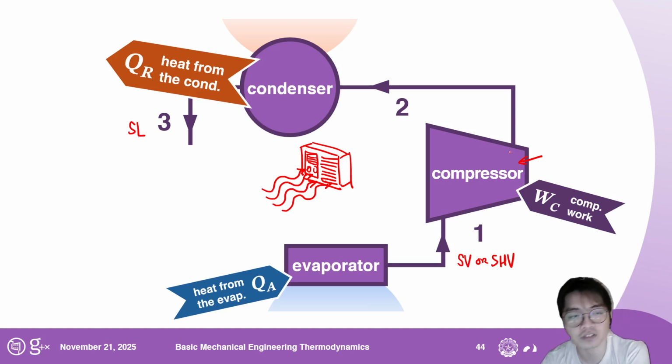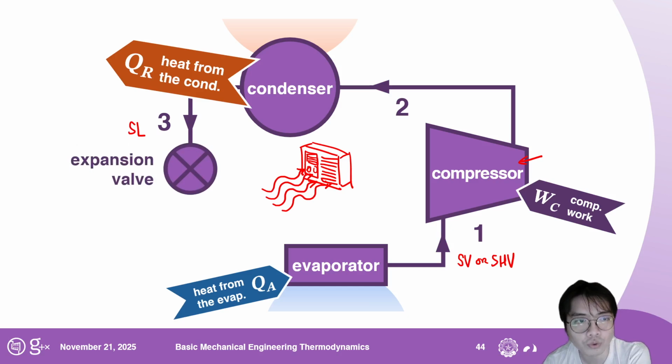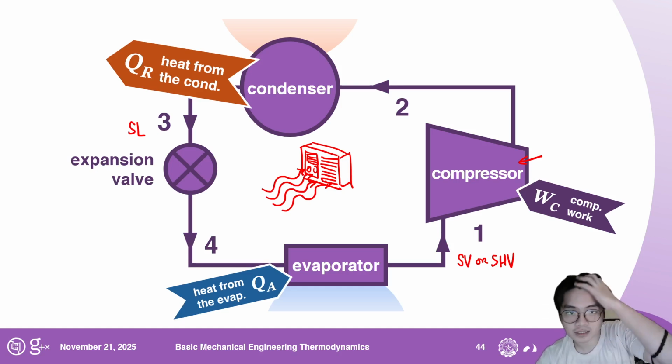So now for state 3, what will happen is it will flow through the expansion valve. The expansion valve is basically just a valve, such that you maintain a pressure difference between the high side, the condenser side, and the evaporator side. Without this expansion valve, this cycle will not have an appreciable pressure difference, and the cycle will not work.